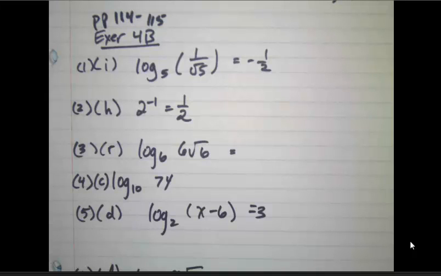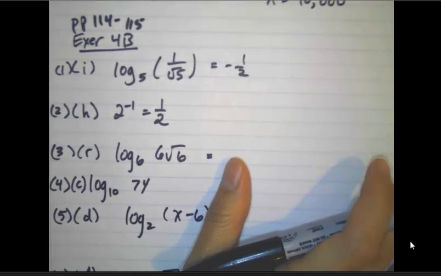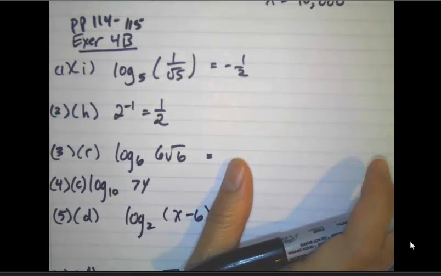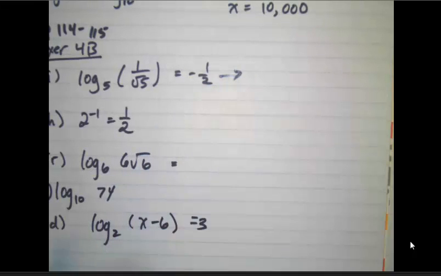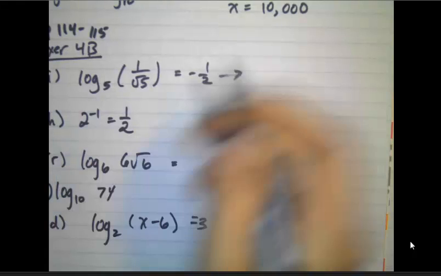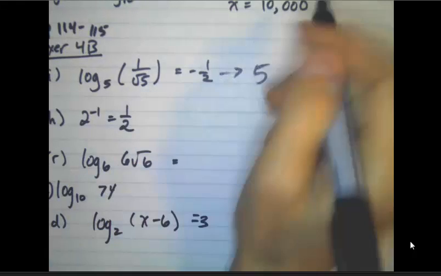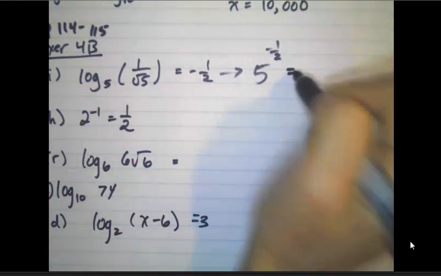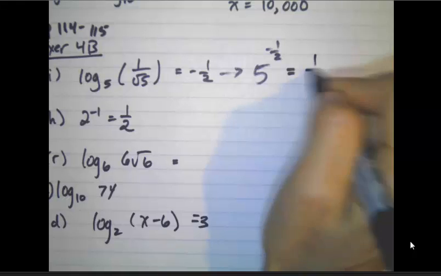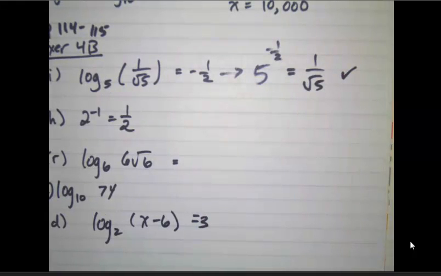So for the first section, it says to write an equivalent exponential equation for. So if we're given log base 5 of 1 over square root of 5 equals negative 1/2, we're going to write down the equation. We're going to begin with the base 5. Okay, and then this, remember, is the exponent. And that's going to equal 1 over square root of 5. And that is a true statement, so that makes sense.